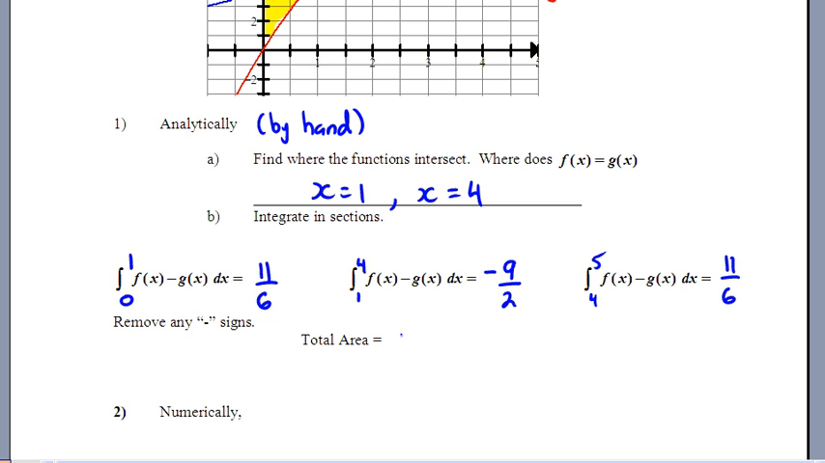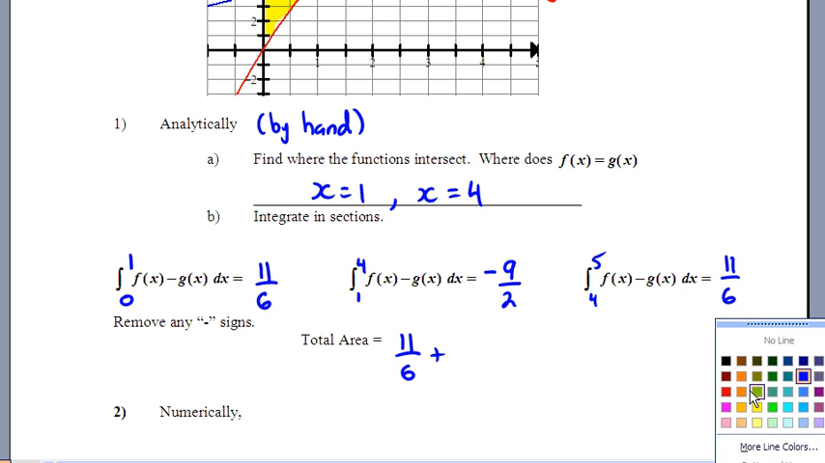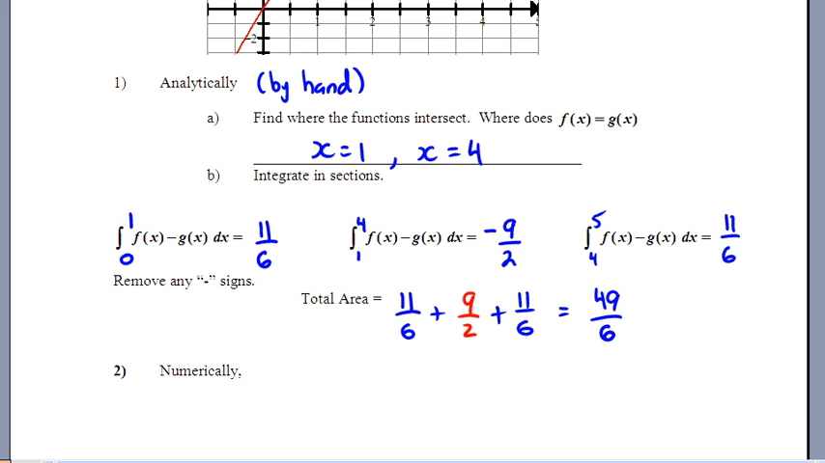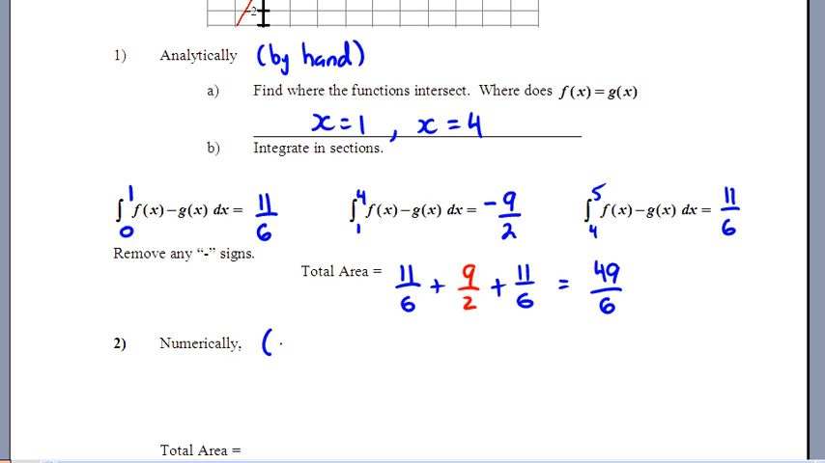So you could do this by hand, and then you could just remove any negative signs. You could say, oh, I'm going to call that a 9 over 2, right? And then add on the next 11/6. Completely doable, and you end up with the right answer here. That is 49/6. Okay, that can also be done on your calculator. Okay, so that's what we mean by numerically.